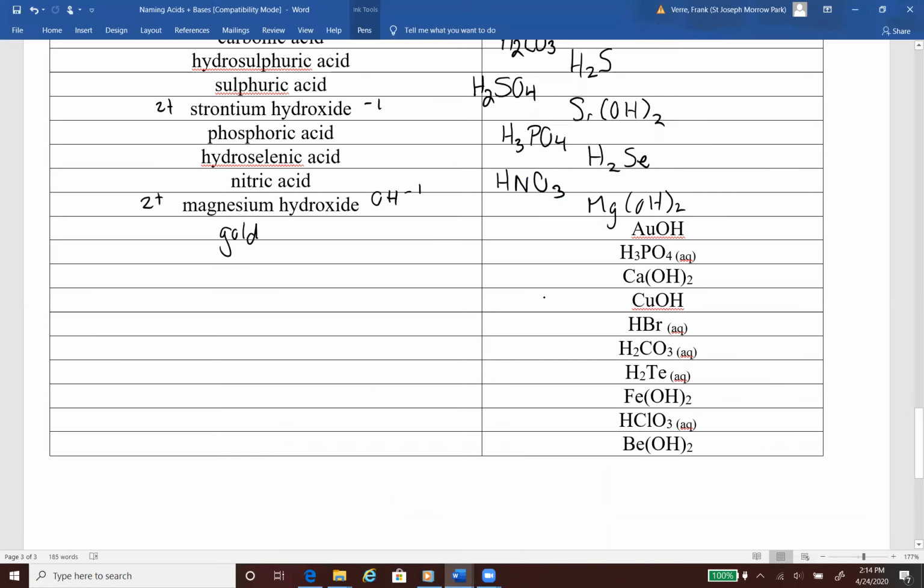So it's saying that's AuOH. So we know hydroxide is -1, which means gold has to be +1. So this will be gold(I) hydroxide. Okay. H3PO4, we know what that is. That's phosphoric acid. Okay. The next one is calcium hydroxide. The one below that is copper. Copper is also a transitional metal, so that would be copper(I), because just like this one, there's only one hydroxide, so it means copper is +1.